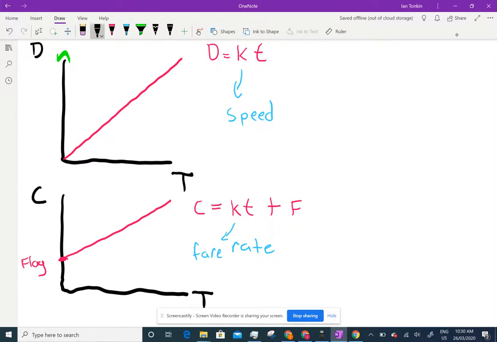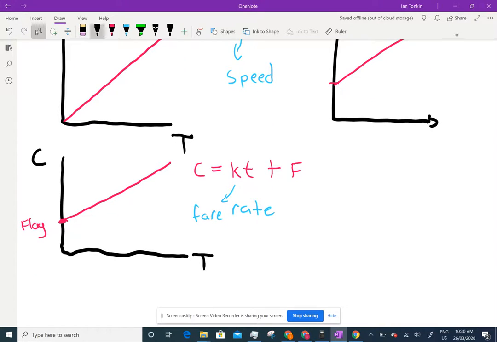You could do the cost of getting a plumber to come out, and again, the plumber will have a call out fee, and then they'll have the plumber's rate, $1 per hour, and all sorts of different things. But when we talk about linear equations, they can also go down.